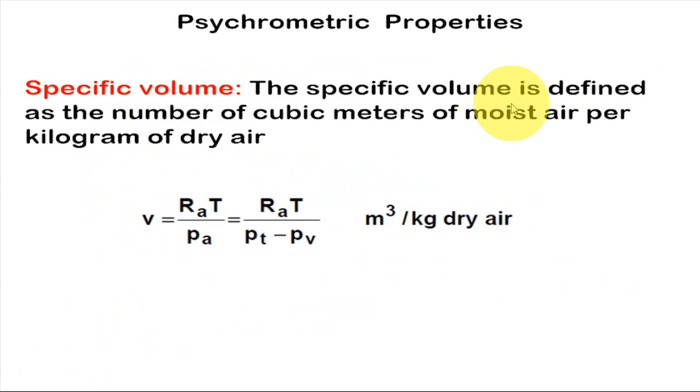Then specific volume is defined as the number of cubic meters of moist air per kilogram of dry air. So specific volume is equal to RAT upon P, that is equal to RAT upon PT minus PV. So we define V in meter cube per kg of dry air, that is meter cube of moist air per kilogram of dry air.